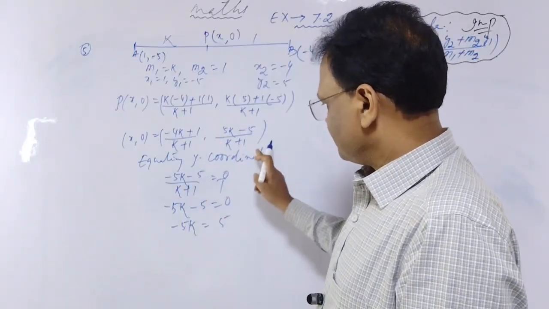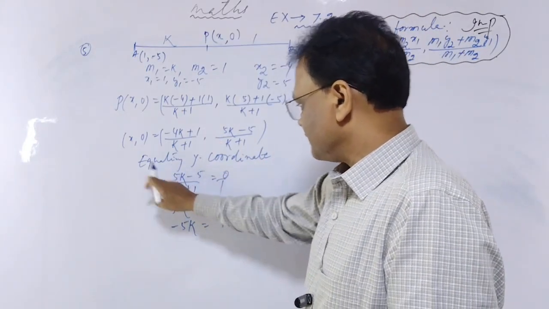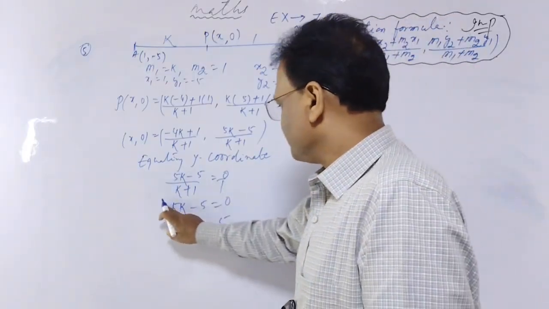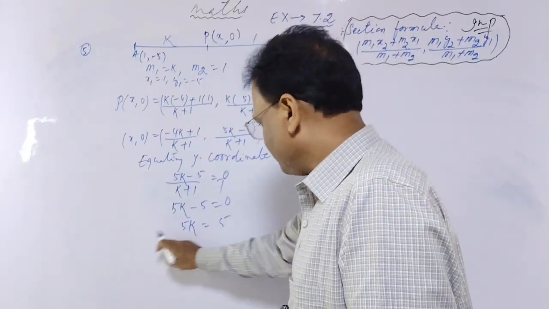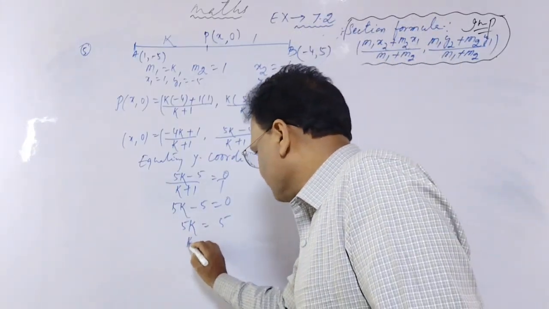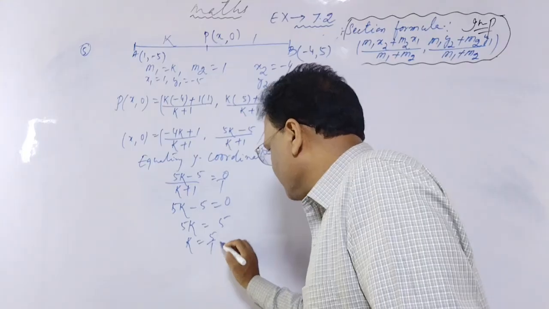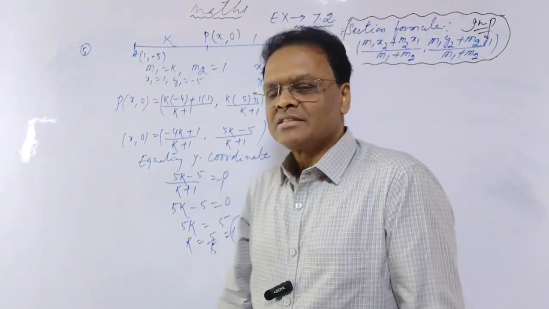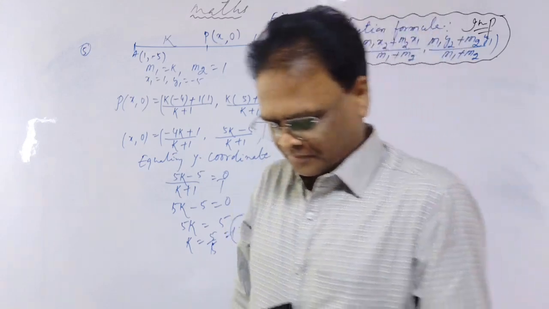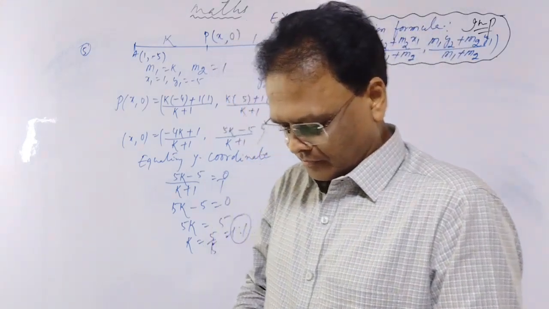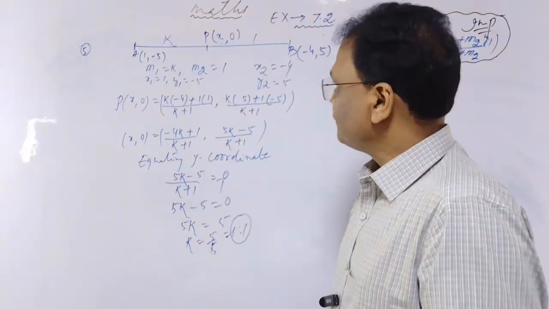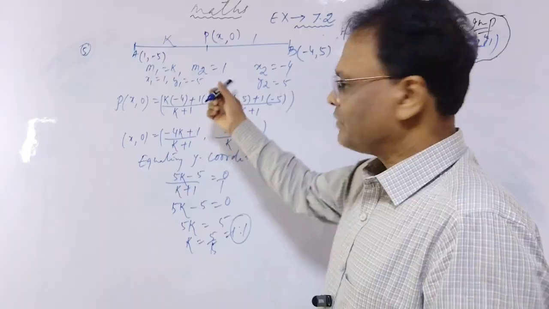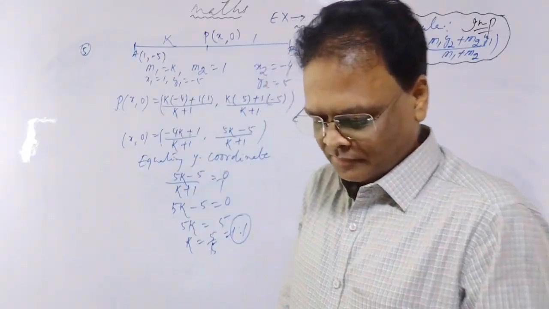So this becomes only 5k, not minus 5k, because the ratio will never be negative. So therefore I'm telling only 5k. So 5k equals 5, or k equals 5 divided by 5, means 1:1. Very simple. So in which ratio does it divide? It divides in the ratio of 1:1. We can find the x value similarly, but he is not asking the x value.